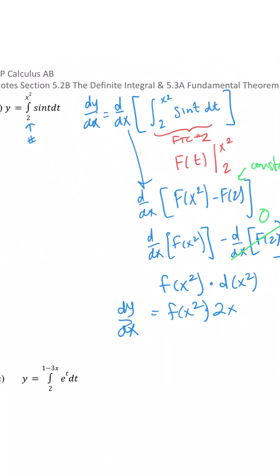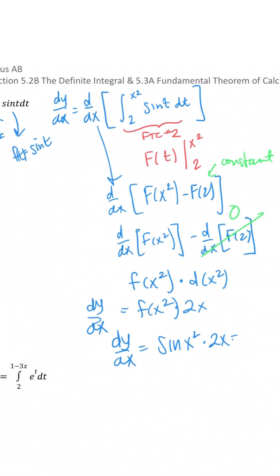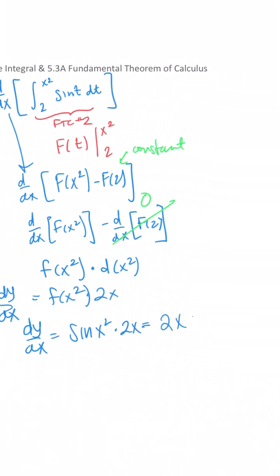In this particular equation, our function is sine t. This is my function in terms of t. Well, I want to write it now in terms of x. And so we would say dy/dx is equal to sine of x squared times 2x, aka 2x sine x squared. Here's my answer. Okay, that's the long way.